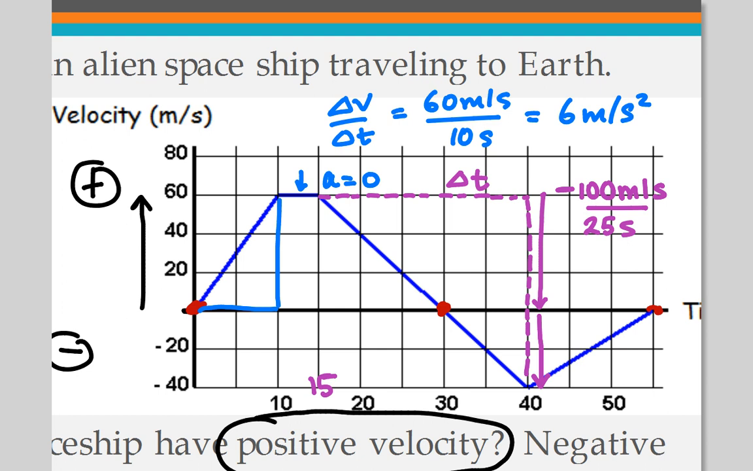And positive or negative change? Negative change because it's dropping as time goes on to the right. So the acceleration there would be negative 4 meters per second squared.